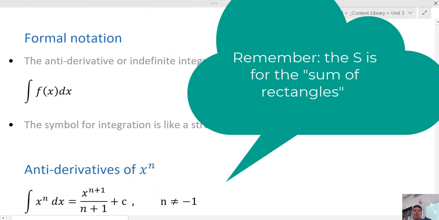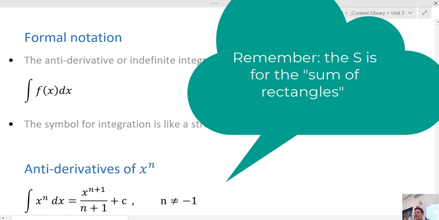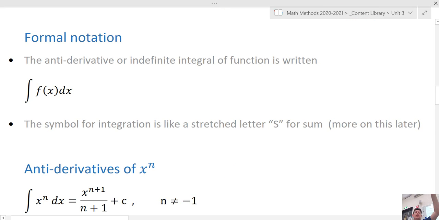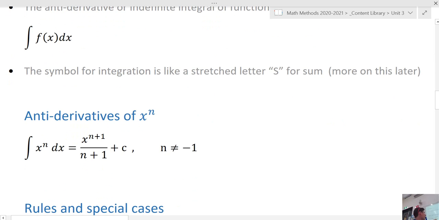So like I said, the formal notation, we have this big S symbol. Okay, we have the S symbol, and then the function, like before it could be 2x, and then we have dx at the end. So like I said, you add 1 to the power. This is the general rule just for basic functions, not trig functions, not exponentials, just the basic, x to the power of something.